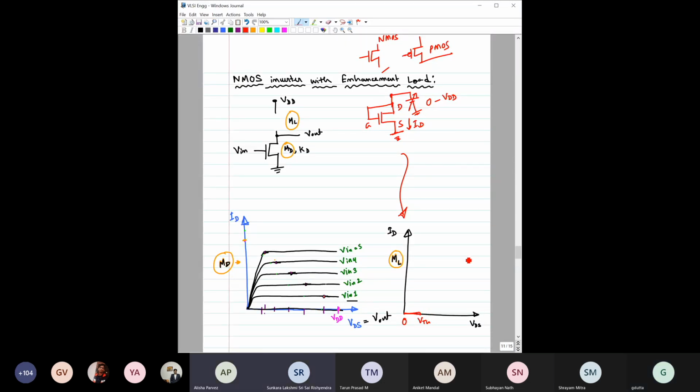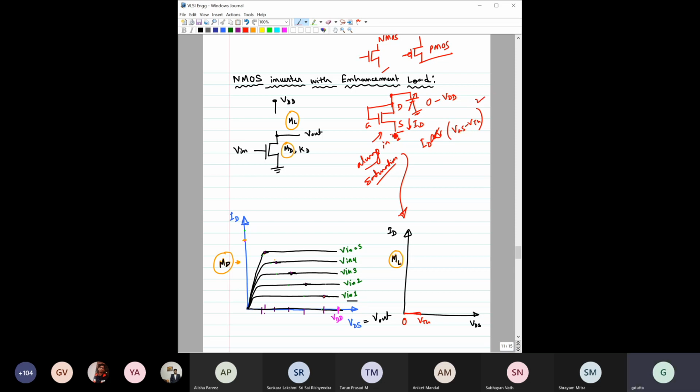Actually, if the gate voltage is greater than the threshold voltage VTH, it is always in saturation. For this design, VDS is equal to VGS, so this transistor is always in saturation, right? If this transistor is always in saturation, then ID would be proportional to (VGS minus VTH) square, right?